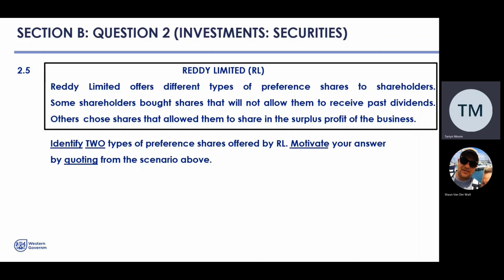Now, in this scenario, they have given you Ready Limited. Ready Limited offers different types of preference shares to shareholders. Some shareholders bought shares that will not allow them to receive past dividends. Others chose shares that allow them to share in surplus profit of the business. First things first, grade 12s. The question you highlight. This question requires you to do more than one thing. It requires you to identify two types of preference shares, but the question doesn't stop there. The second part is you need to motivate your answer by quoting from the scenario.